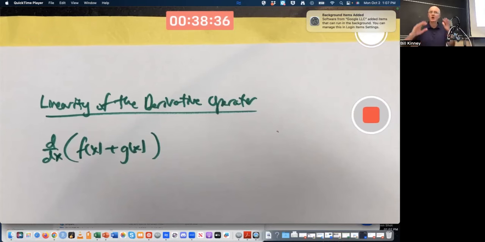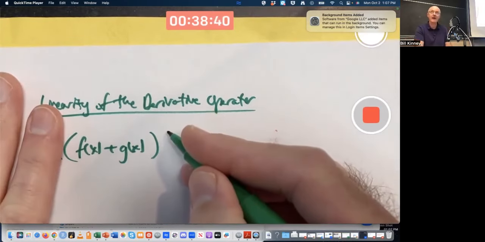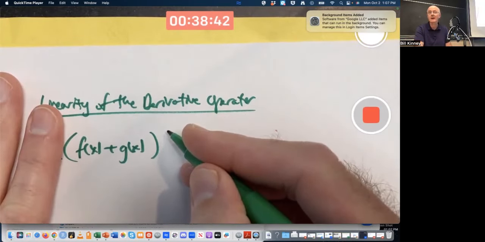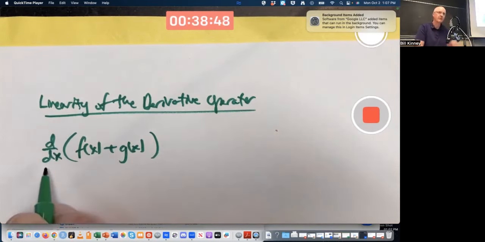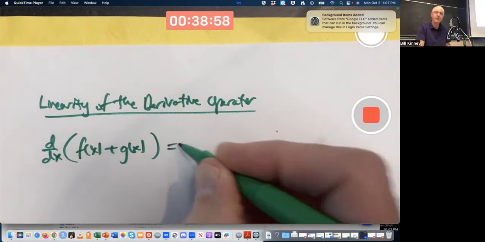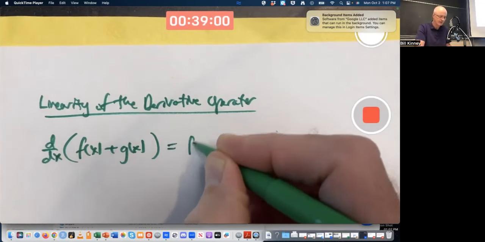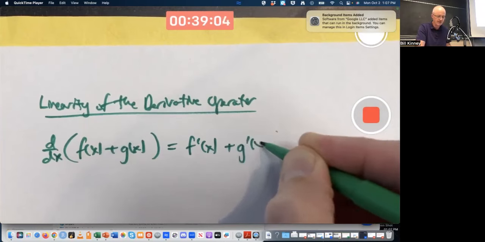I could alternatively use this entire thing with a prime there. That would be quicker. But I prefer using the d dx operator to say I'm taking the derivative with respect to x of whatever's inside the parentheses. The derivative of a sum, this is the sum of two functions, can be proved to be the sum of their derivatives. And here I'll go to prime notation, f prime of x plus g prime of x.